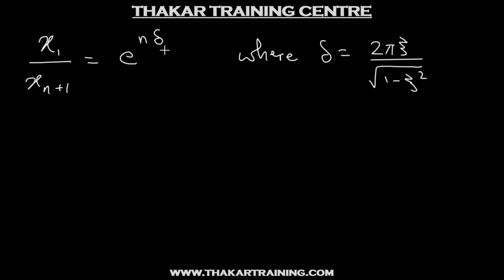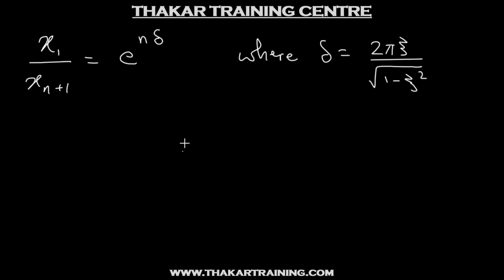Alright. So once we have measured those ratios, suppose we have taken 10 cycles in between, so we have measured x1 and x11. Right. For 10 cycles, that is n equal to 10. We have those values over here. We have the value of n. So we can find out delta from there. And from delta, we can find out what is the value of zeta.